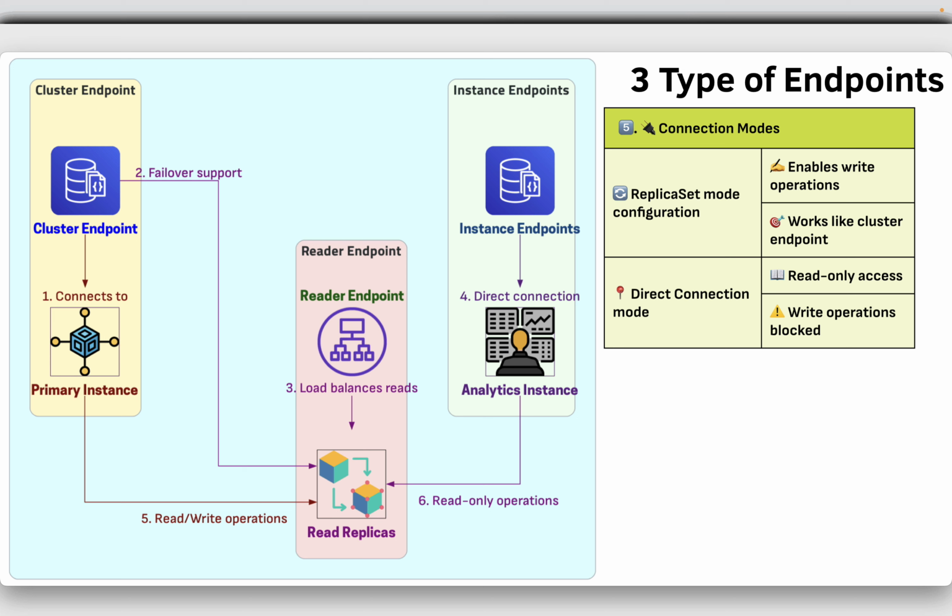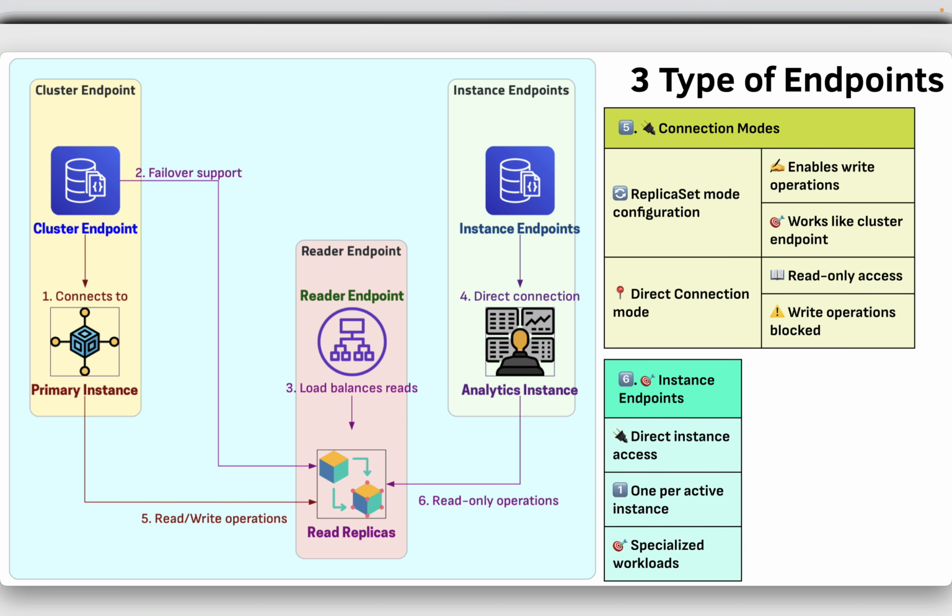Connection modes significantly impact endpoint behavior. Replica set mode, replica set equal to rs0, allows the reader endpoint to function like a cluster endpoint with write capabilities, while direct connection mode restricts operations to read-only access.